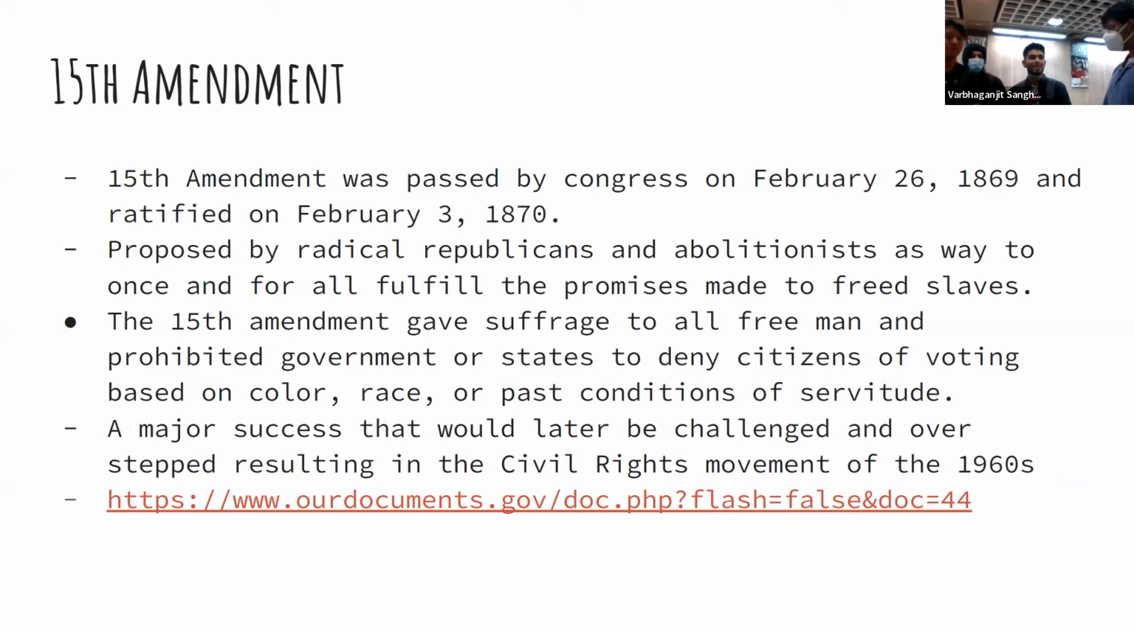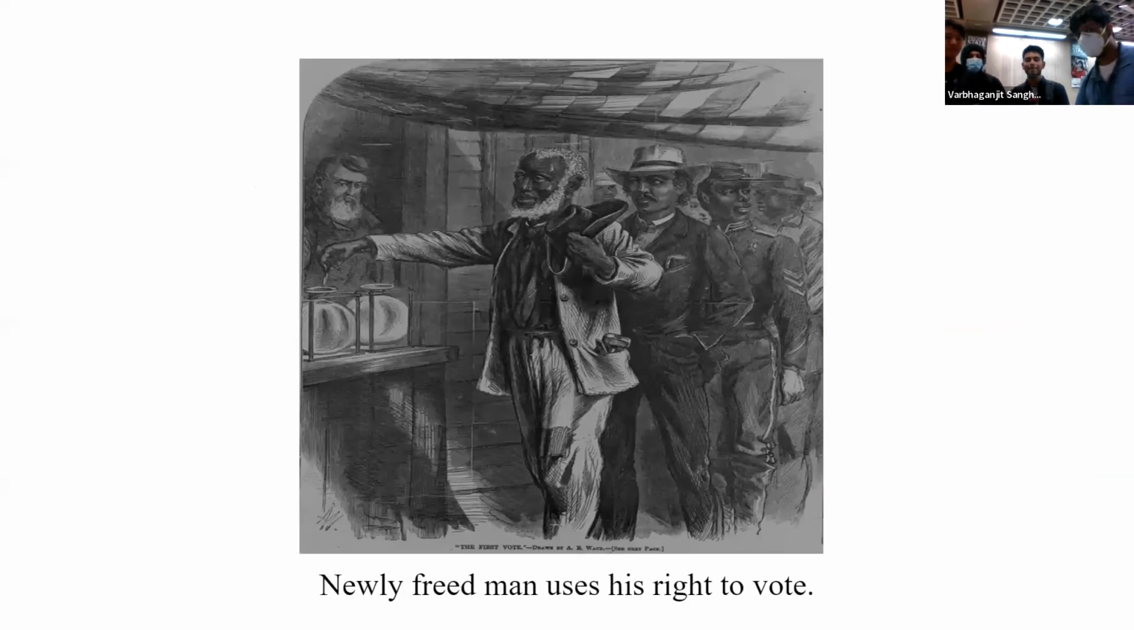It was considered a major success, but would later be challenged by southern states who would enact laws that made blacks and other races take tests in order to make them not able to vote, which led to the civil rights movement of the 1960s. And in this picture, we actually see free African Americans exercise their new right to vote.